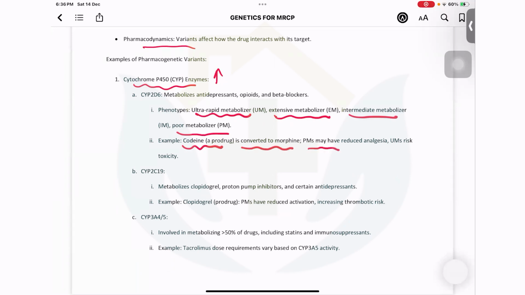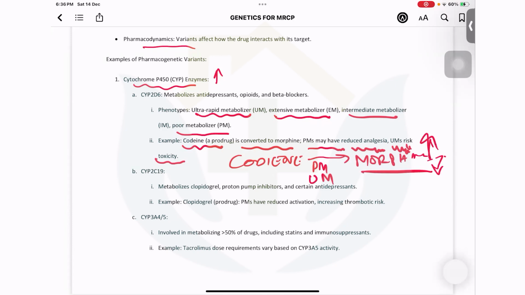People who are poor metabolizers may have reduced analgesia, and ultra rapid metabolizers risk the toxicity of morphine, because codeine will be converted eventually to morphine. People who have poor metabolism will have less morphine, and people who are ultra fast metabolizers will have a high level of morphine. So these people can actually have morphine toxicity. This is because of the cytochrome P450, which metabolizes antidepressants, opioids, and beta blockers.